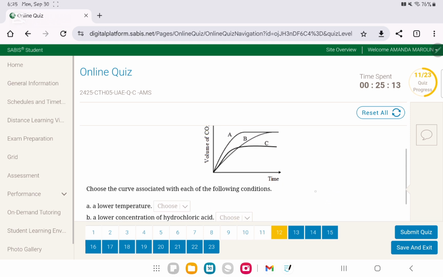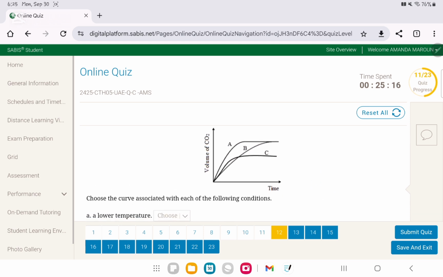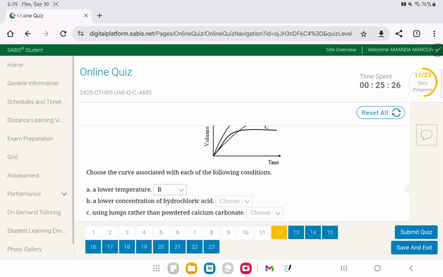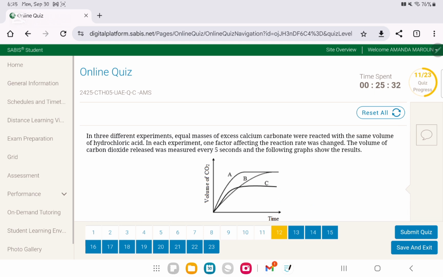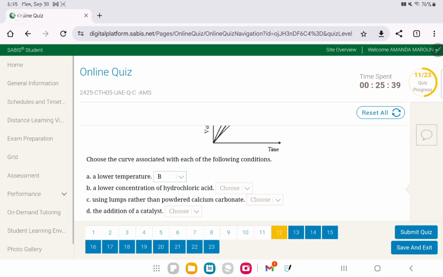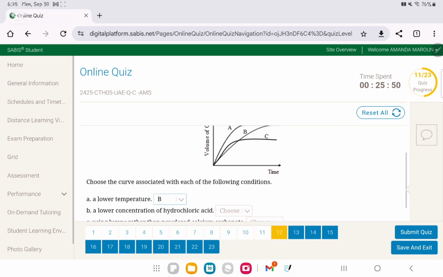Okay? So, if we have a lower temperature, then we choose the one with the lower slope, which is B. Now, a lower concentration of hydrochloric acid, we said that hydrochloric acid is what? The limiting. How do we know? Because we have excess calcium carbonate. So since it is the limiting, and we have a lower concentration of the limiting, then it has a slope and plateau lowered. So which one has a lower slope and a lower plateau?